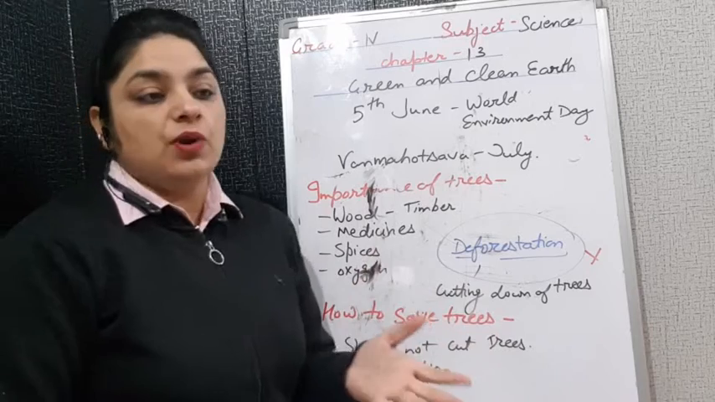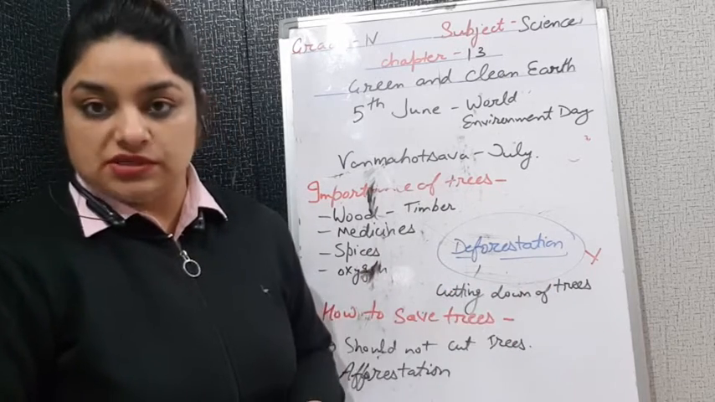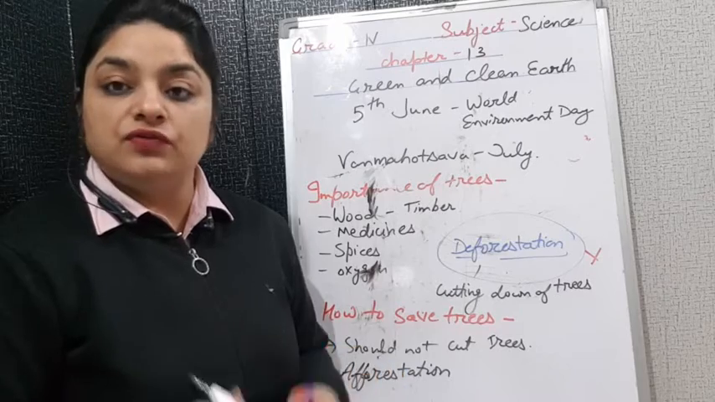Now other things, what can we do? We should try to find some other sources in place of the things which we are getting from the plants.